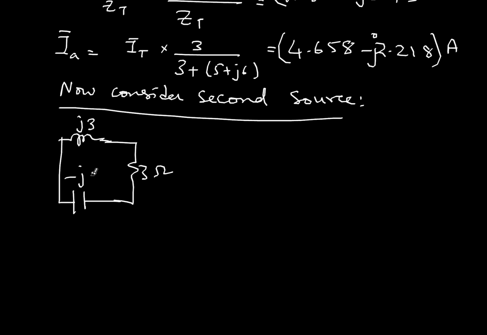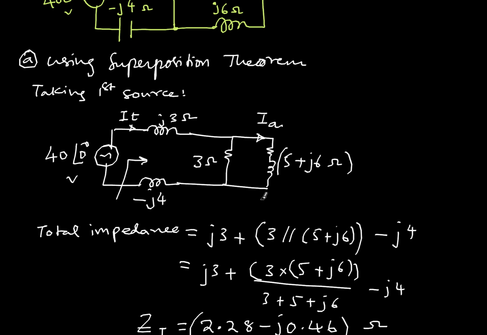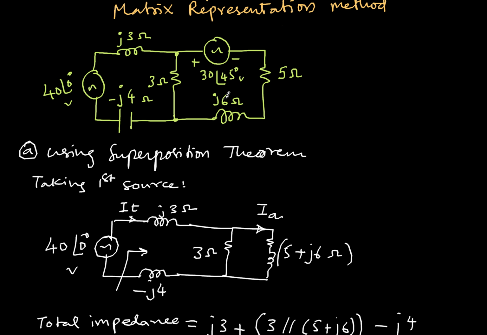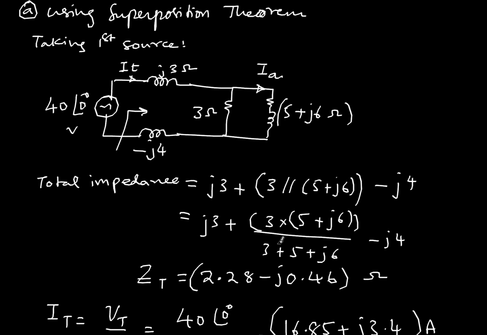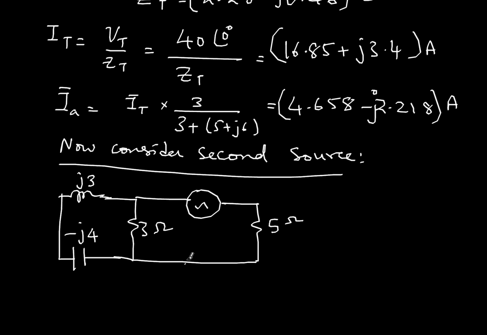This is minus j4 ohms. Then I have the voltage source here, and then I have the load resistance here, that is 5 ohms. Of course, here there is something else. What is that? j6 and 30 angle 45 degrees. So this is j6 and this is 30 angle 45 degrees.